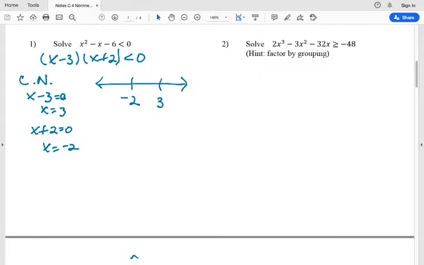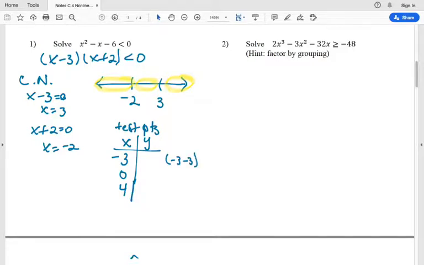So I'm going to choose some test points, some x's, and see what the sign of my y is going to be. On the left hand side of that -2, I'm going to choose a number like -3. For numbers between those two x-intercepts, I'm going to choose 0 again. 0 is just the easier number to choose. And on the right hand side of that 3 for that interval, I'm going to choose 4. And then I'm going to plug them into my factors.